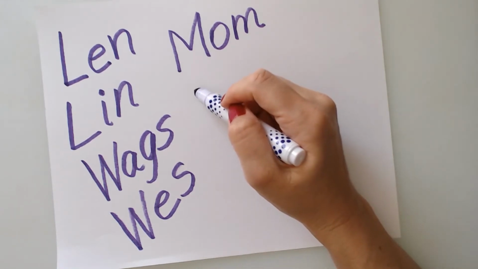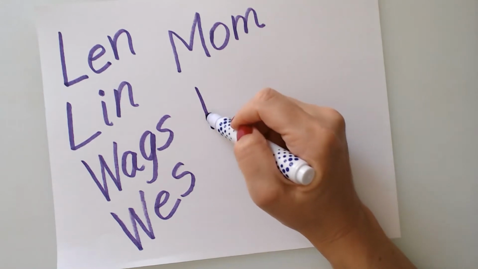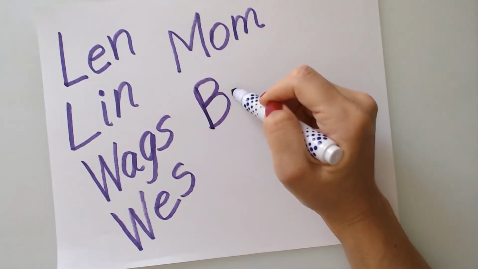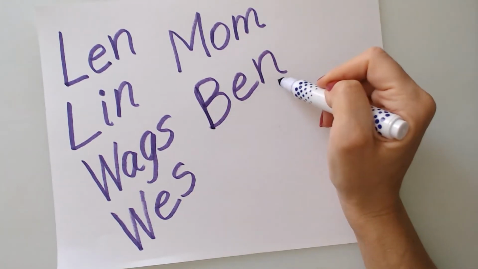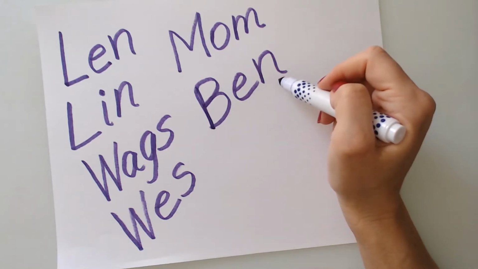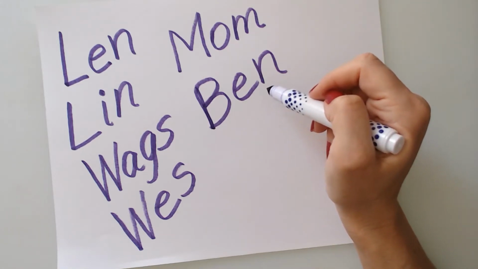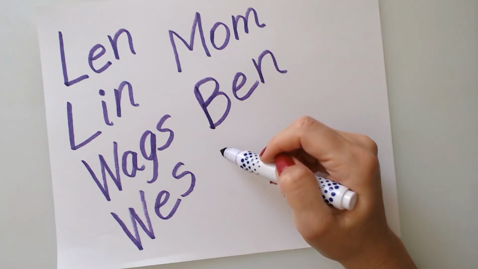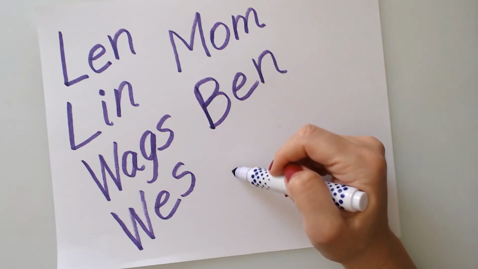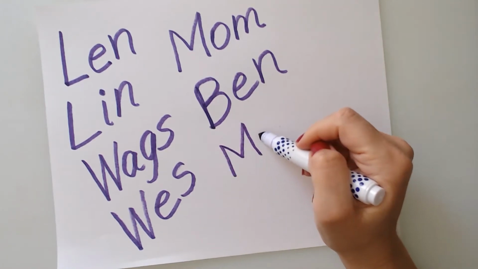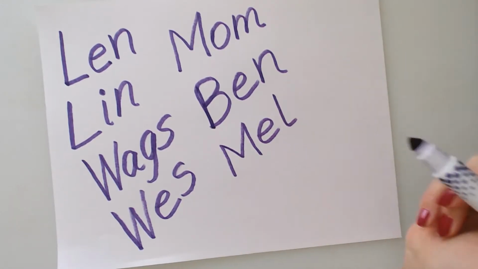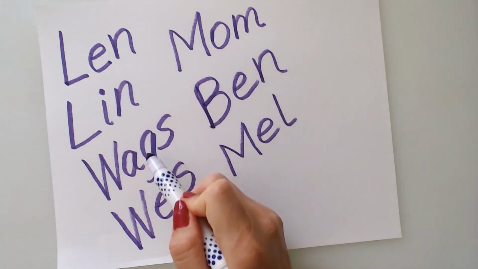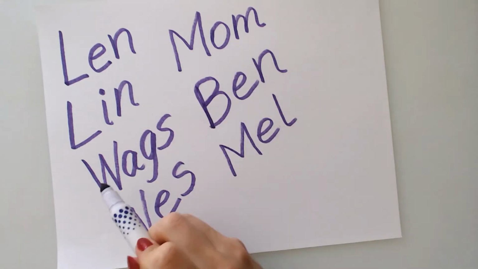Now, there's a character named Ben. B, e, n. And Ben. Do you see how I'm stretching out the words so I can hear the different sounds? The next character's name is Mel. Remember, I always begin with a capital letter because they're names. Mel. Mel.